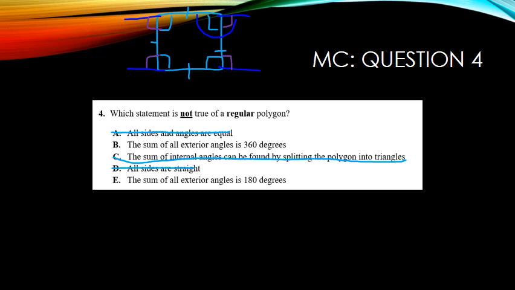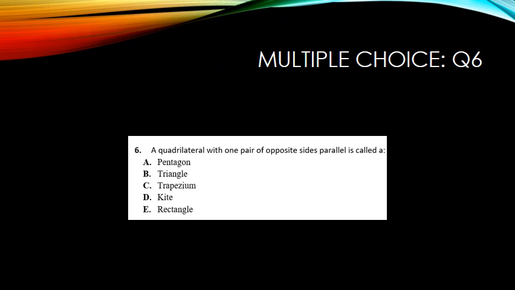90 plus 90 is 180. So my exterior angles would be 90 times 4, which is 360. So I now know that B is true. So E must be false. The sum of all exterior angles is not 180 degrees.